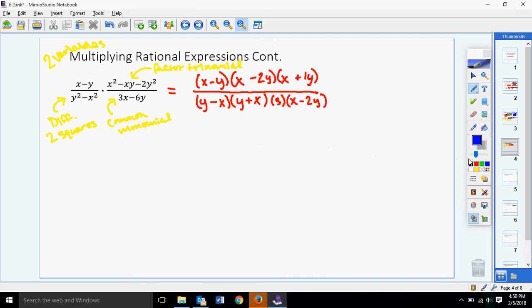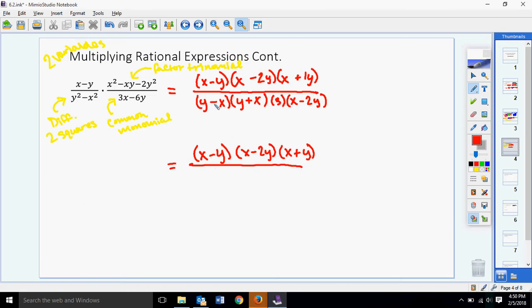If you notice, I have an x minus y and a y minus x. I also have an x plus 1y and a 1y plus x. So I see some similarities here. Let's see if we can't rewrite this so that more items match up. Well, let's leave this as x minus y and x minus 2y and x plus y in the numerator.